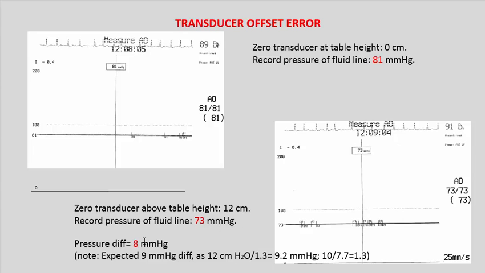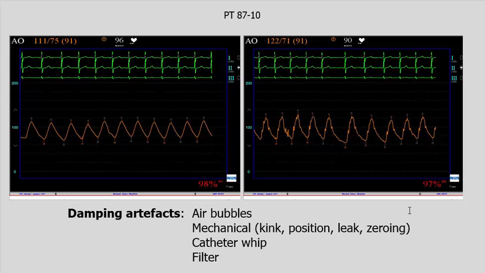The difference was 8. So let's have a look at some real pressure traces and the effects of various types of artifact. Again, here we have a pressure trace of an aorta on a scale of 0 to 200. Always take note of this, and your rhythm, sinus rhythm. Same patient, same circumstances, similar heart rate, similar pressures.